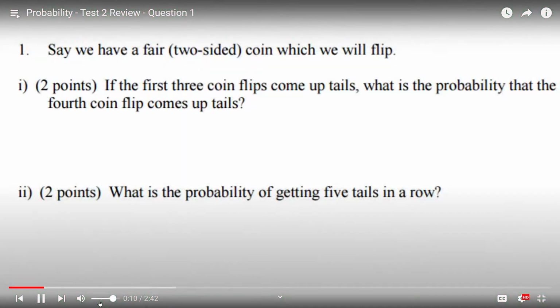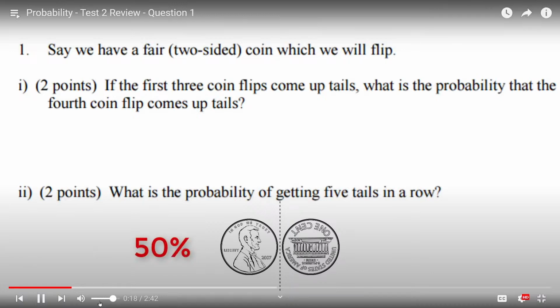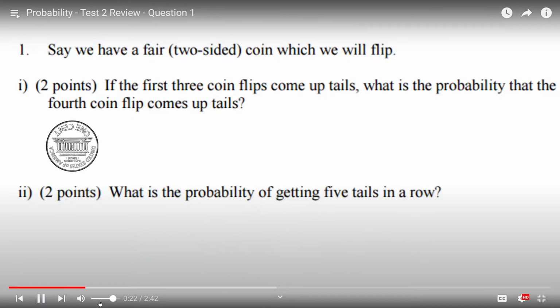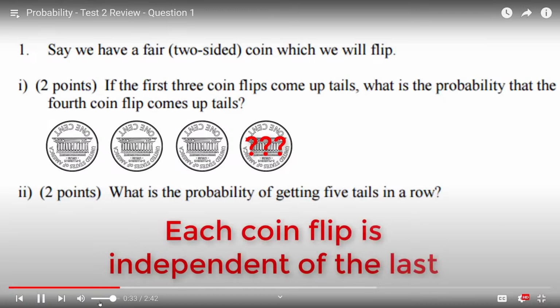For this first question, we are going to look at a two-sided coin, and we're going to flip it. Now, this is a fair two-sided coin, which means it has a 50% probability of heads and a 50% probability of tails. If the first 3 coin flips come up tails, what is the probability that the 4th coin flip comes up tails? The important thing to note here is that the coin is going to have independent trials.